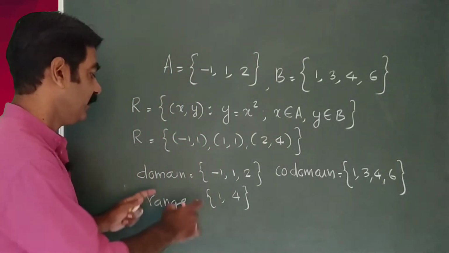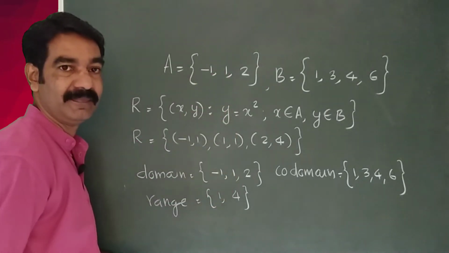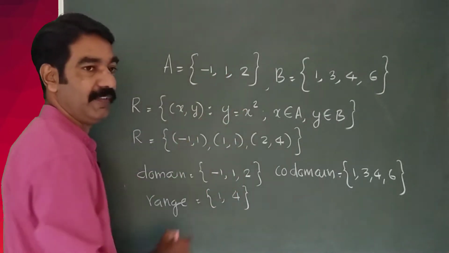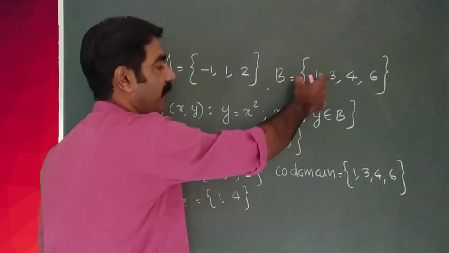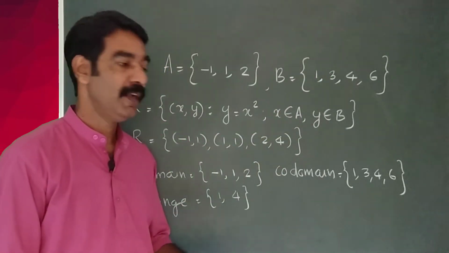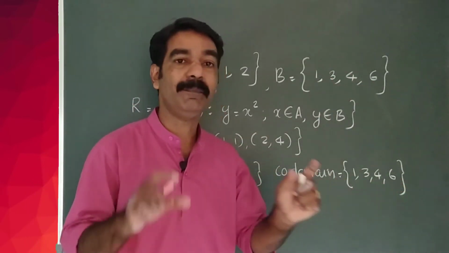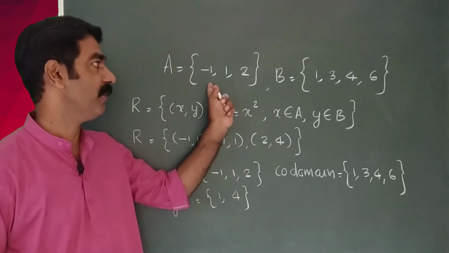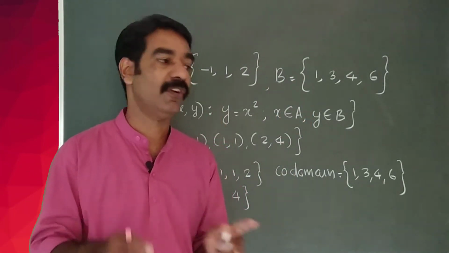Remember that the domain is always a subset of the first set A, and the range is a subset of the second set B. And what is the codomain? The codomain is {1, 3, 4, 6}. The second set B itself is called the codomain. When we are writing a relation from A to B, here B is the second set, and the second set itself is called the codomain.